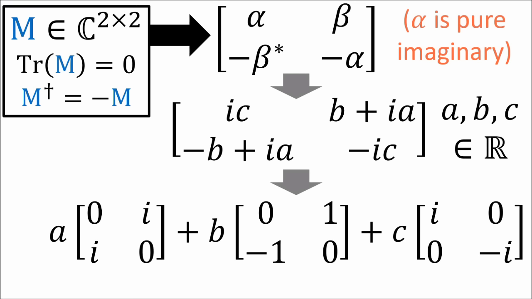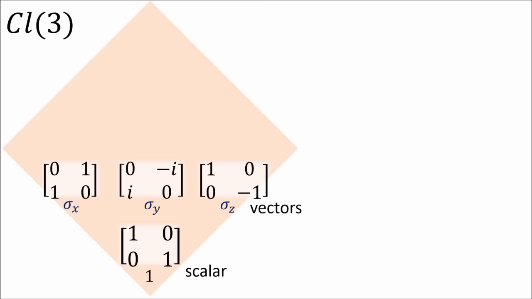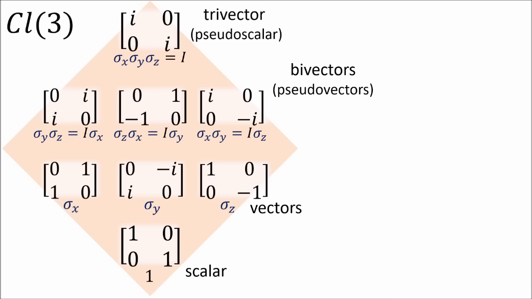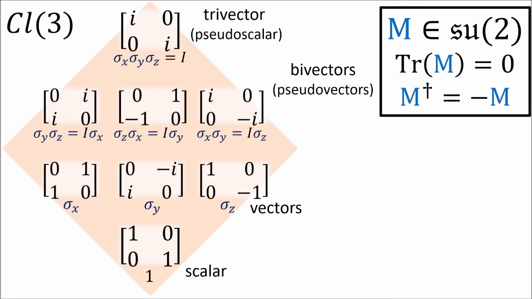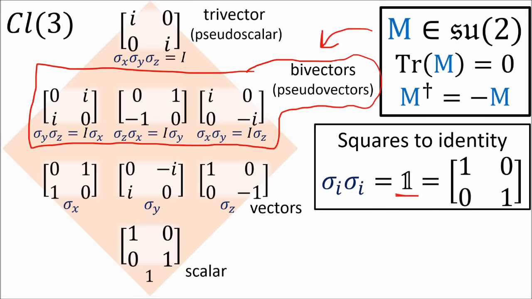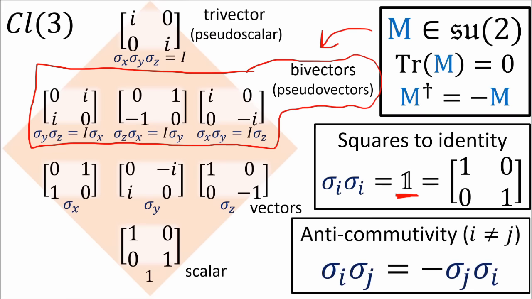If you've been watching all of this video series so far, you might recognize these as the bivector matrices in the Clifford algebra CL3. Recall that the Clifford algebra CL3 has a scalar, represented by the identity matrix, three vectors, represented by the Pauli or sigma matrices, and three bivectors and a trivector, represented by the corresponding matrix multiplications. The 2x2 SU2 generator matrices, which are traceless and anti-Hermitian, are exactly the bivectors in this Clifford algebra. Remember, the key properties of this Clifford algebra are that the basis vectors square to the scalar 1, and orthogonal basis vectors anti-commute, so we can switch their order and get a negative sign.